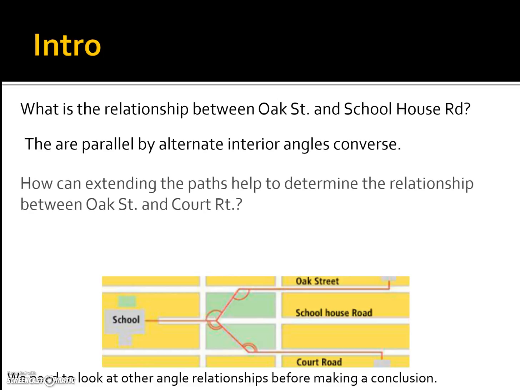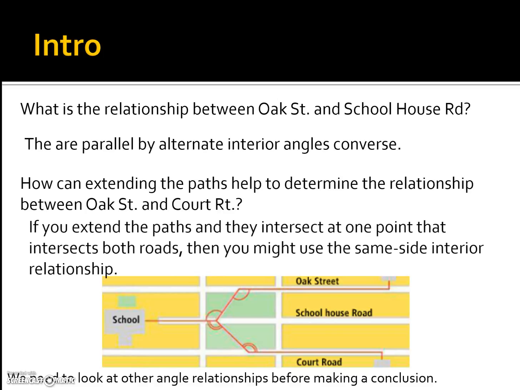So my next question is, how can I extend the path to help determine the relationship between Oak Street and Court Road? If you extend the path and it intersects both roads, then you might use the same side interior relationship. Meaning, if I were to continue this path this way, and I had the same angles here, I might be able to use the same side interior angles, seeing if they add up to 180 degrees. Same thing going this way. I can see if the angles formed, up here as well as down here, form 180 degrees, and then we might be able to use the same side interior relationship.